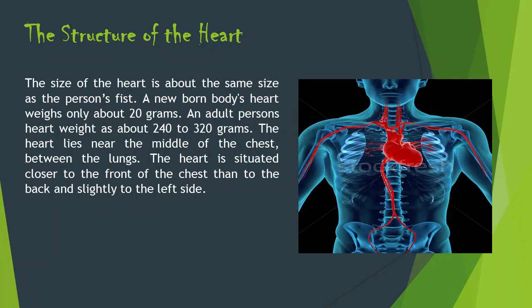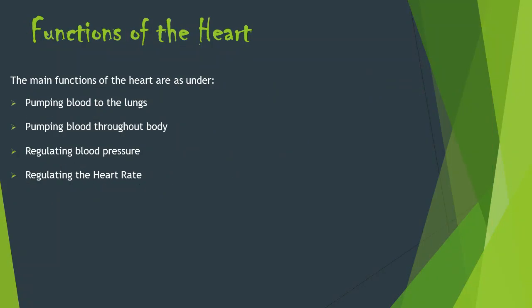A newborn baby's heart weighs only about 20 grams. An adult person's heart weight is about 240 to 320 grams. The heart lies near the middle of the chest, between the lungs. The heart is situated closer to the front of the chest than to the back and slightly to the left side. Functions of the heart.